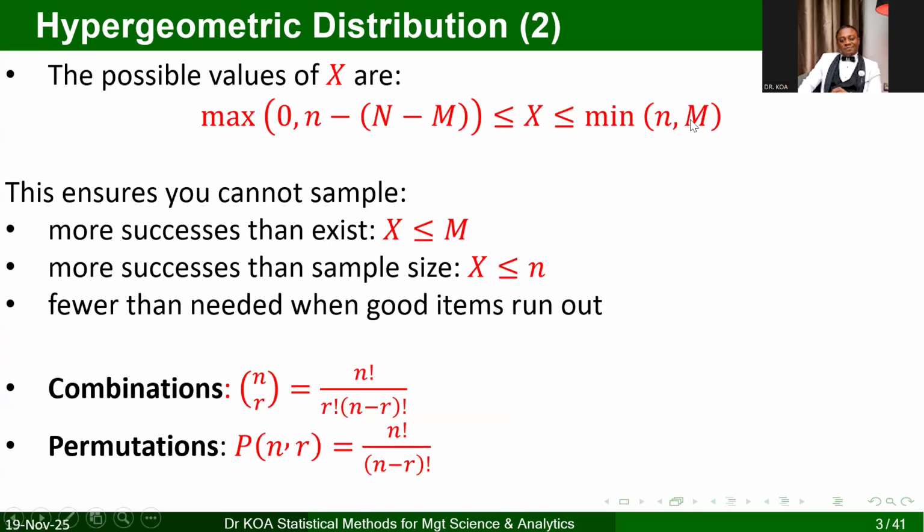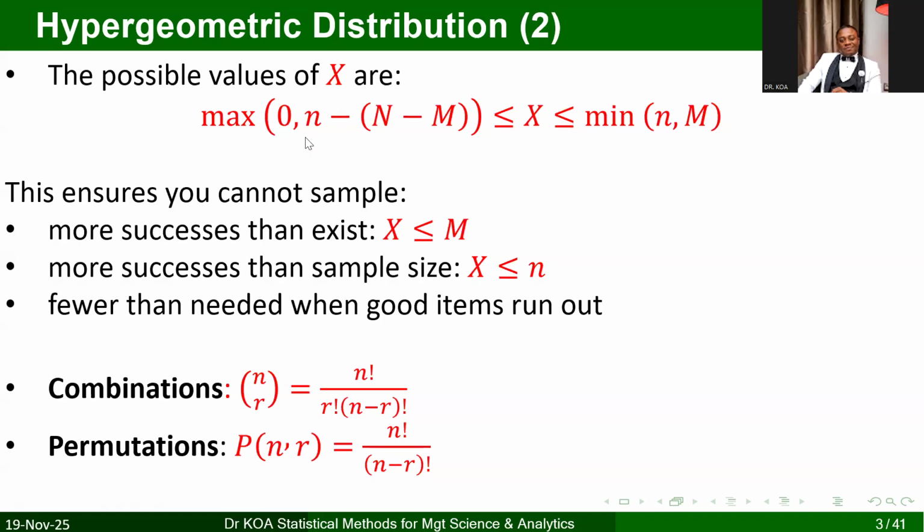Now, the possible values of X, just like even in a normal distribution, the possible values of X are going to range between a maximum and a minimum. And the minimum is n minus (N minus M), which is the failures. Okay. It ranges from the failures to the actual successes, where the sample size also ranges from 0 to n.